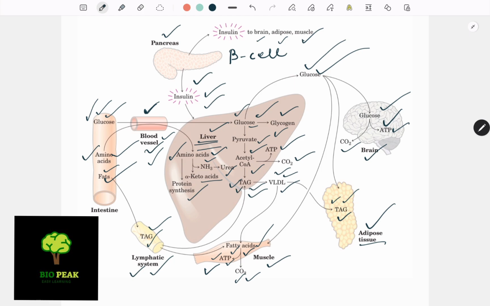Inside the liver, the TAG produced from the acetyl coenzyme A is generally converted into VLDL. This VLDL generally goes to the adipose tissue and is converted into TAG, or triacylglycerol.